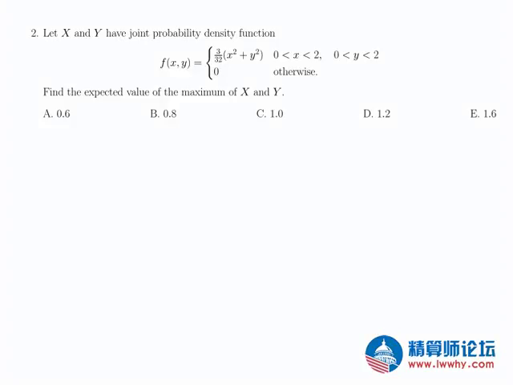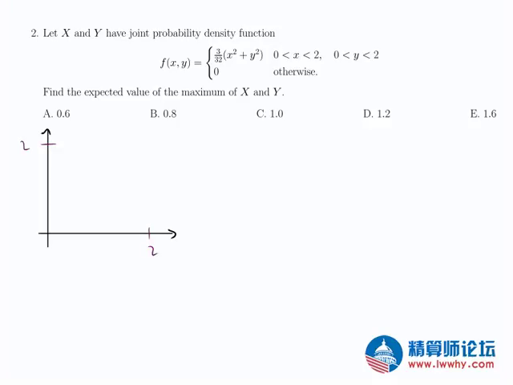Since we have a multivariate problem, I'm going to begin by drawing a picture. I think it's particularly important to draw a picture for a problem like this, where I want to find the maximum of two random variables. We are told that x and y both range from 0 to 2, so my domain here is a square.